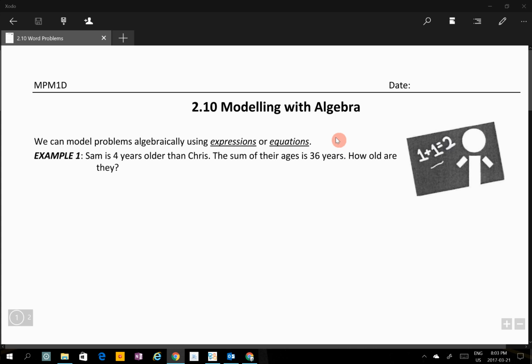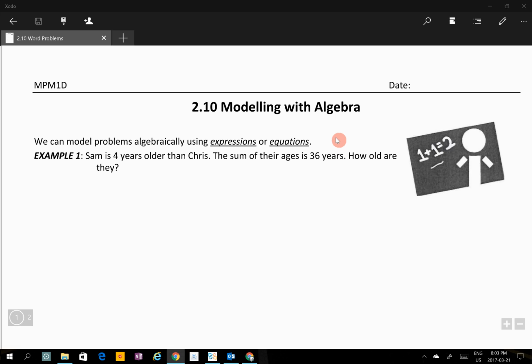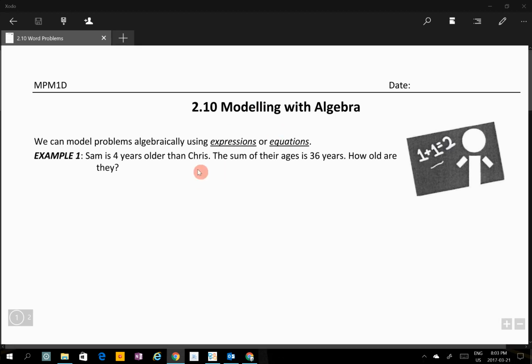Okay, 2.10, modeling with algebra. So in this section, I'm going to go through some examples on how we can take whatever word problem we have and model it using expressions or equations. This is algebraically. Okay, so here's our first example.